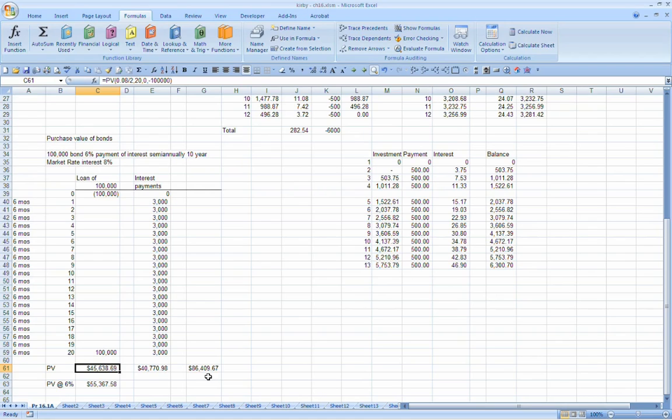Think about it. If I put money in a bank at a higher interest rate, I would have to put less in the bank to get to the same number. Okay?